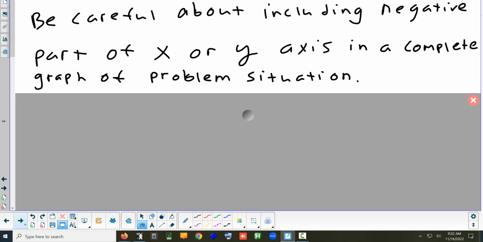So when you graph something, just be careful about whether or not you include negatives in the window, because a lot of times negatives don't make sense. Negative time, negative population, that doesn't make sense. Right? So we kind of handled that in the last one.